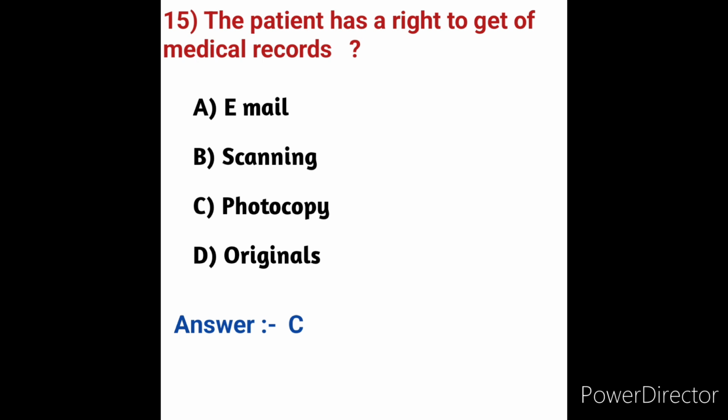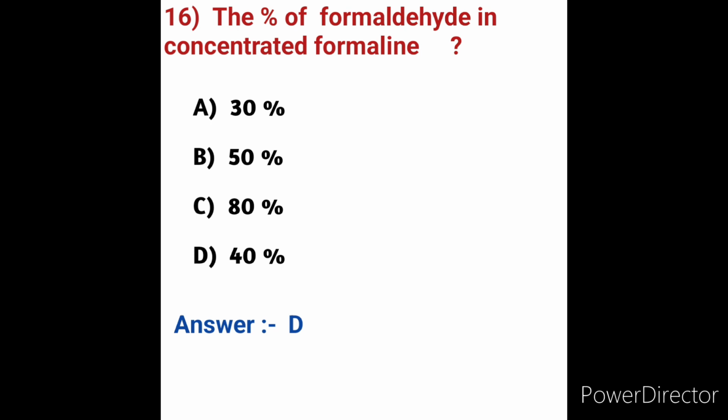Next we will move on to question number 16. What is the percentage of formaldehyde in concentrated formalin? We will see the options here. Option A 30%, option B 50%, option C 80%, and option D 40%. The percentage of formaldehyde in concentrated formalin is option D, 40%. That is the correct answer.